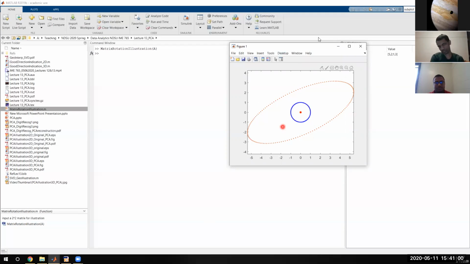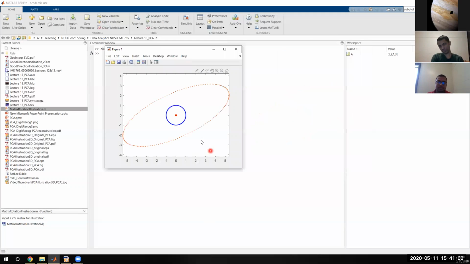In other words, guys, what does AX do? AX first rotates your X circle, which is the unit circle, and then stretches it towards this direction and this direction. See it? You know what I mean? So in other words, let me use a smaller one.